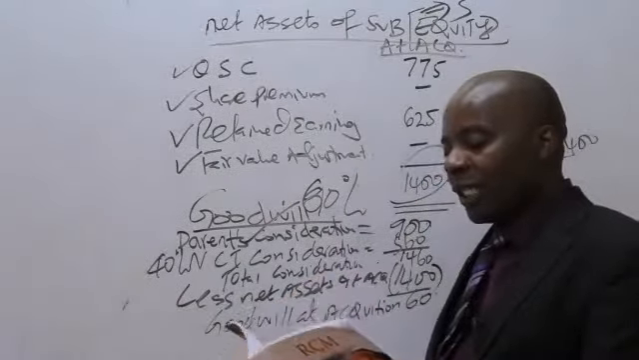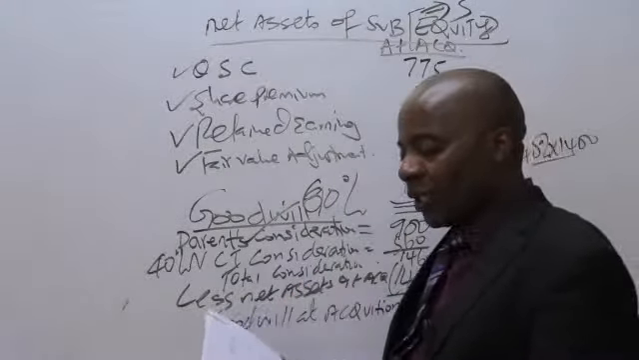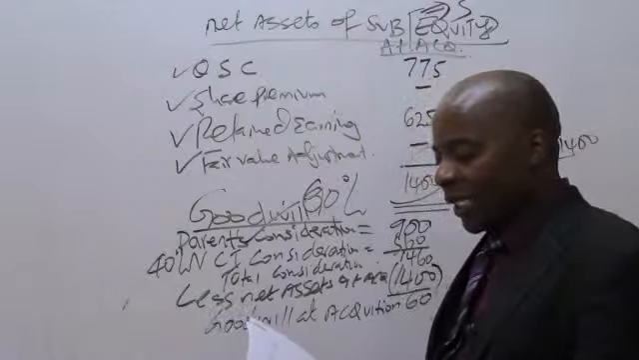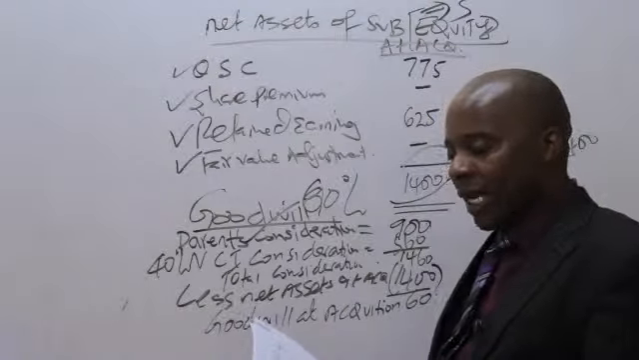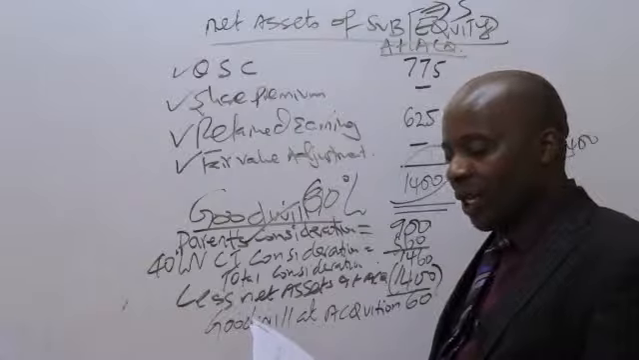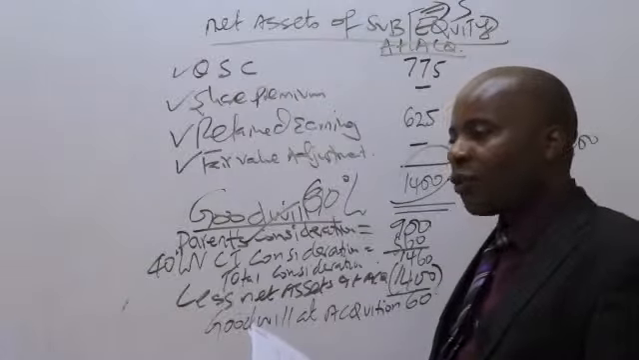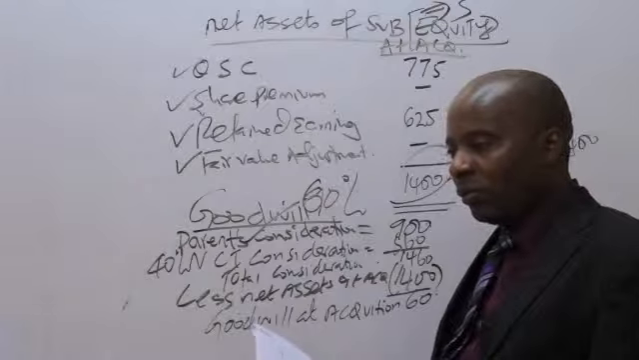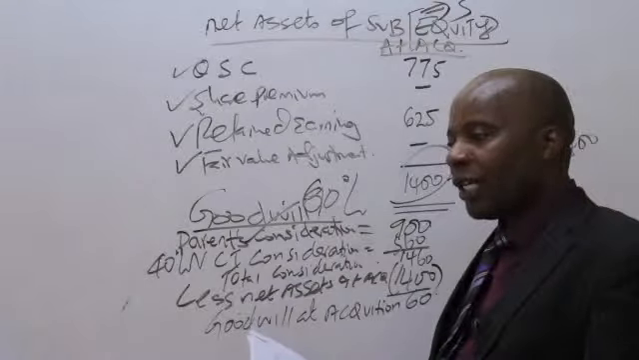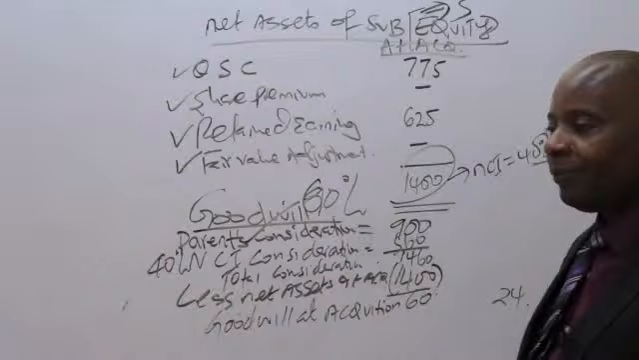W Limited bought a 60% holding in the equity of S Limited on 1st April 2016. The purchase consideration was agreed at 900. 600 was paid in cash, and the balance we had to borrow. So are we together there, Ruth?